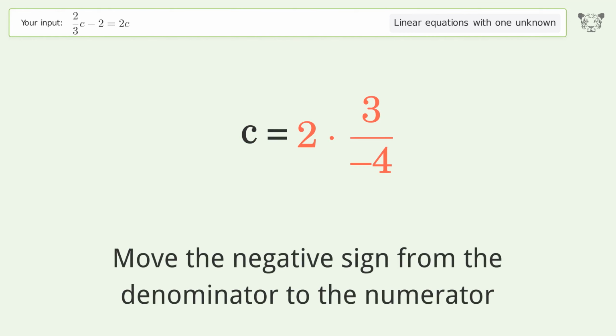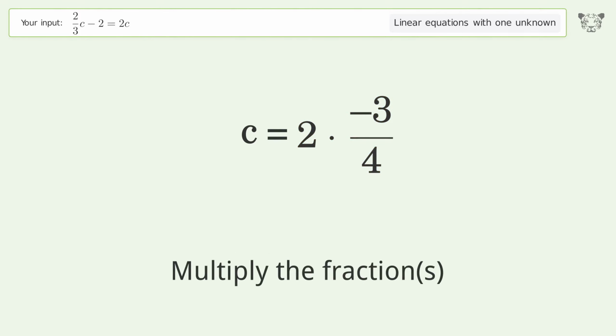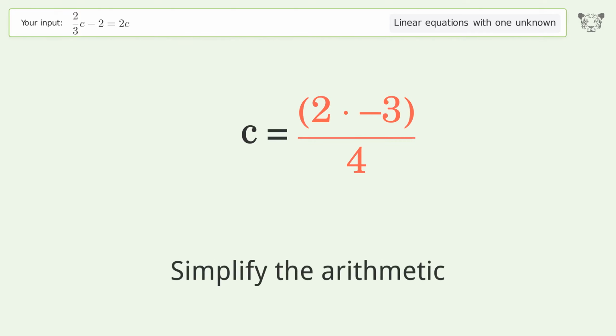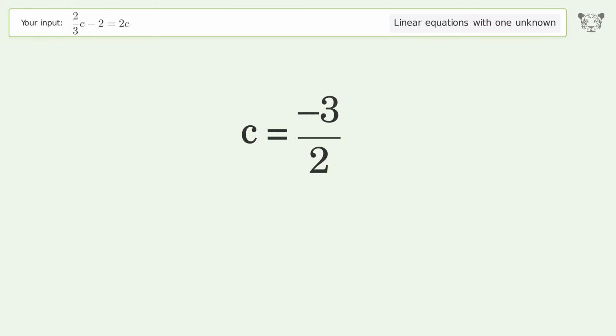Move the negative sign from the denominator to the numerator. Multiply the fractions. Simplify the arithmetic. And so the final result is c equals -3/2.